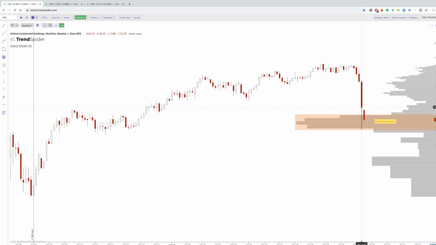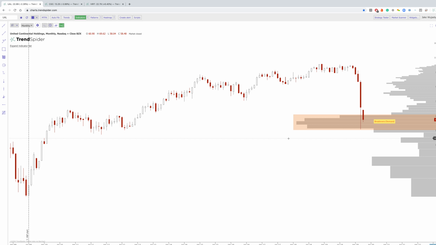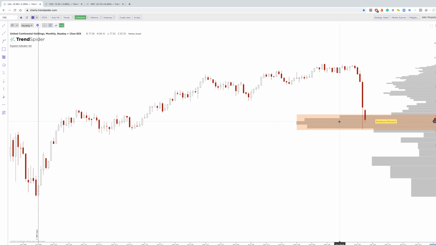Notice here we gapped down into the wick, and we're pretty much just going right back into this break-even demand zone. So we'll have to see if this actually holds, but the ability to see where these zones are is incredibly powerful. This is something that has completely changed the way I trade. I used to do this manually, and it was really hard. Now I'm able to just move this vertical line.